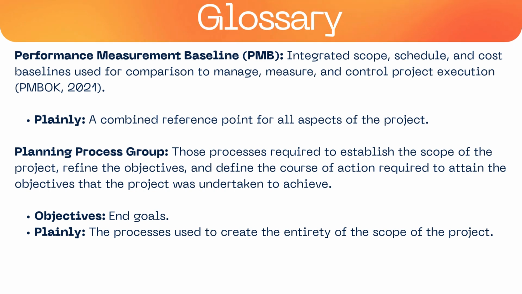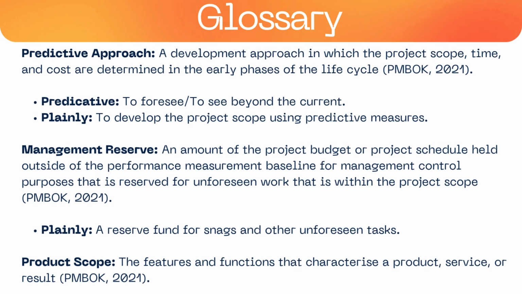You then have your planning process group. This is a big one, so it's a mouthful. Your planning process group comprises those processes required to establish the scope of the project, refine the objectives, and define the course of action required to attain the objectives that the project was undertaken to achieve. Your objectives, as you know, are your end goals. Plainly, this is the process used to create the entirety of the scope of the project. Just the process, the methods that you use to create the entirety of the scope of the project.